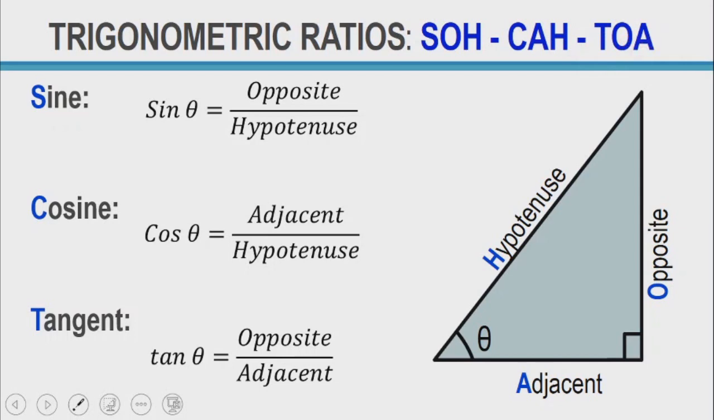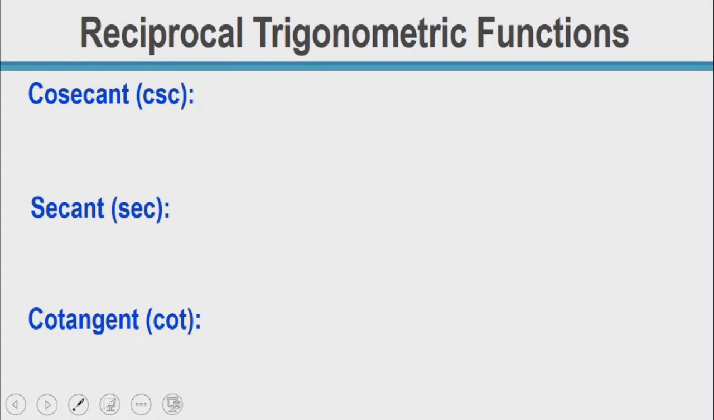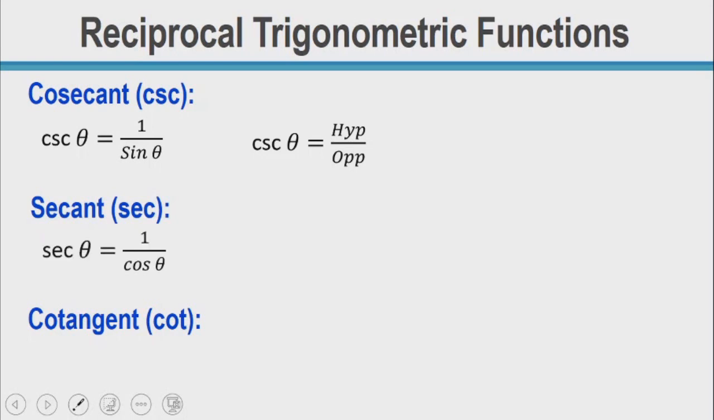So SOHCAHTOA. These are the reciprocal of the trigonometric function that I just showed you in the last slide. So cosecant is the reciprocal of the sine. So since the sine is opposite over hypotenuse, cosecant is the hypotenuse over opposite. Secant theta is the reciprocal of cosine. Secant theta will be hypotenuse divided by adjacent.